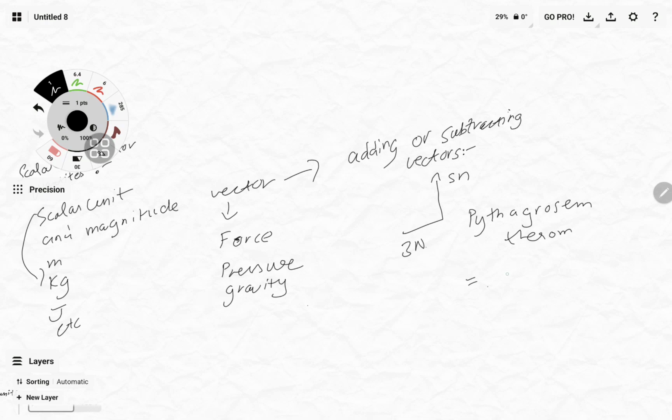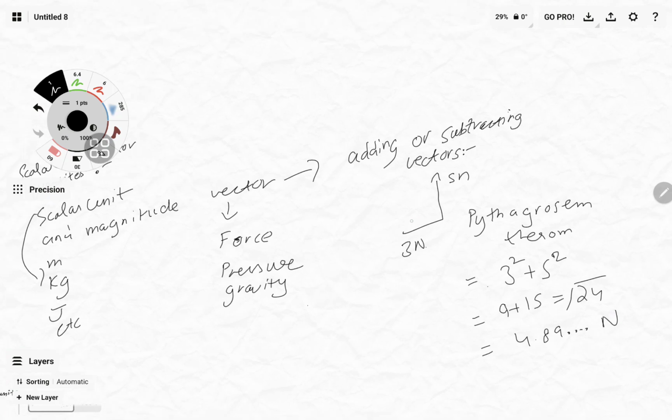Pythagoras theorem would be 3 Newton squared plus 5 Newton squared, which would be 9 plus 25, which will be 34. So we can take the square root of this. Sorry, I'm kind of bad at maths, so I will just use the calculator. So it's 5.83 Newton.